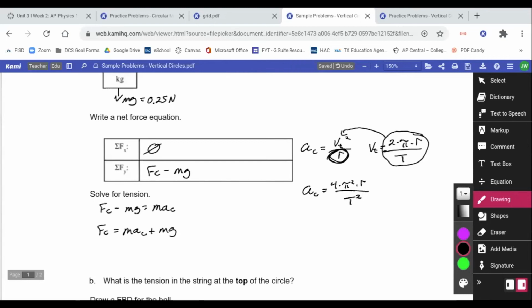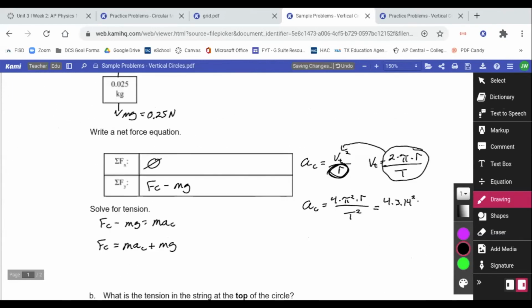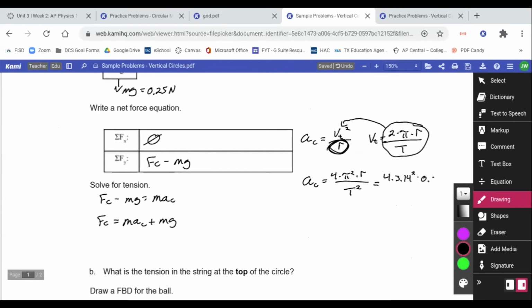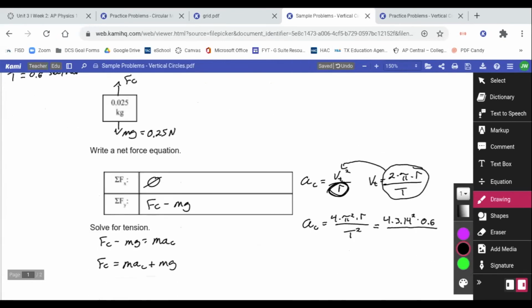Okay, so we can solve for acceleration right here, because that's equal to 4 times 3.14 squared times, what was R? R was 0.6, over, what was T? Also 0.6. How about that?